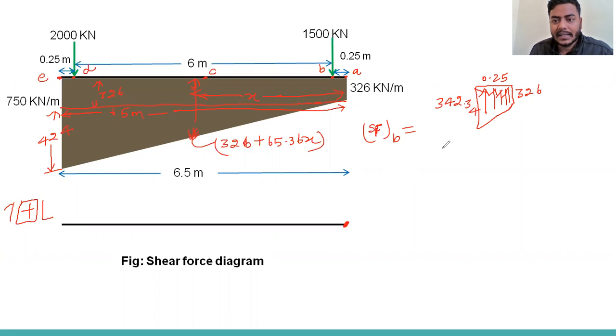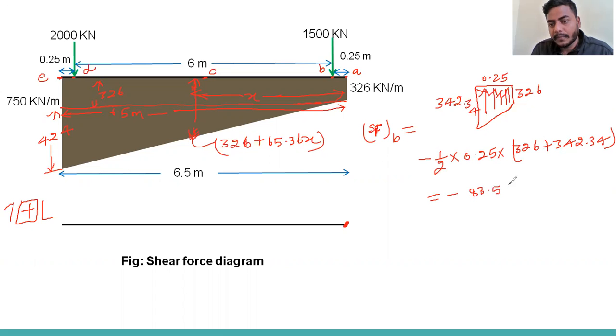Now, downward load is positive, but this is upward, so this will be negative. So we can write half into length 0.25 into the sum of the parallel sides, that is 326 plus 342.34. So you can get minus 83.54 kilonewton. And you can say this is parabolic.